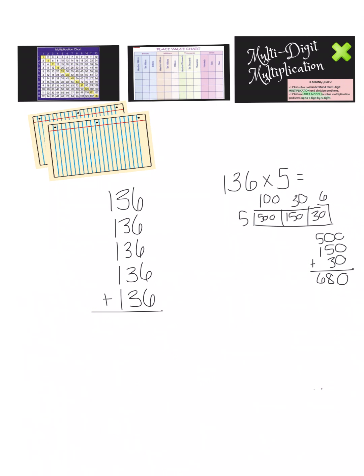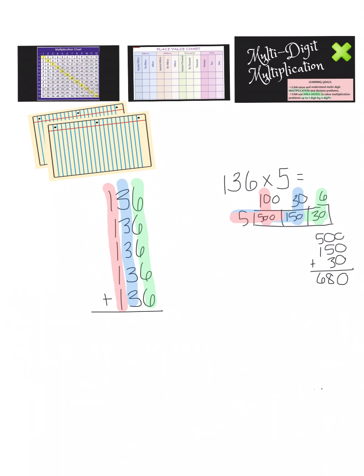I can see that in my repeated addition problem, I have 5 groups of 6. I have 5 groups of 30, or 5 groups of 3 tens, which is 15 tens, or 150. And I have 5 groups of 100, 5 groups of 100 being 500. However, I've solved it in a much more efficient way. This will especially become true when we tackle multi-digit multiplication that goes up to 2-digit by 2-digit.